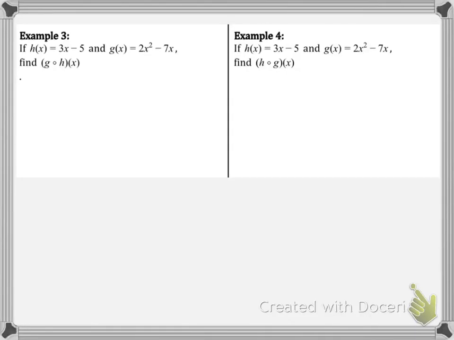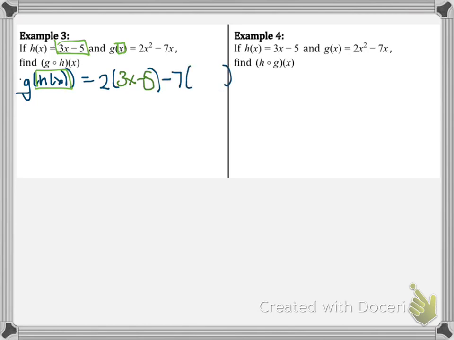Okay, so if you've tried this out, this is g of h of x. So the h of x is going inside of our g. So h of x is what's going in place of our x value here. So for g of x, we're writing g first. So this is 2 times h of x, which is 3x minus 5, and then minus 7 times the 3x minus 5.